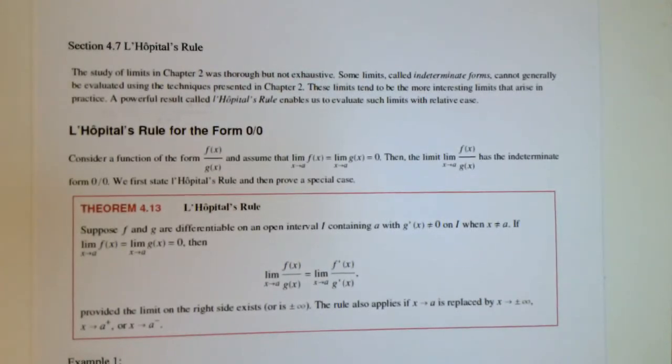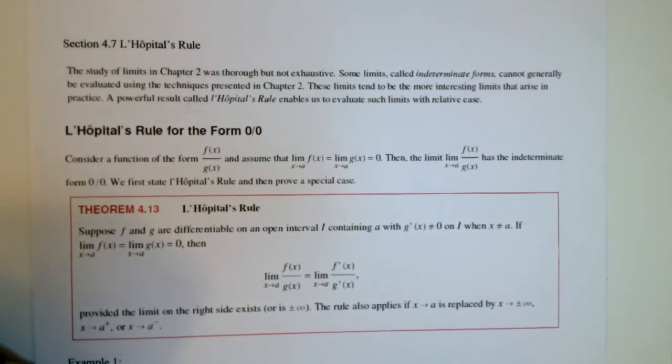Now, the provision is that the limit on the right side exists or is plus or minus infinity. The rule applies if x approaches a is replaced by x approaches plus or minus infinity, or x approaches a from the right, or x approaches a from the left. Now, if you're not familiar with limits, my suggestion is you go back to those videos that I discussed in chapter 2, and those videos should be on Canvas for you to review.